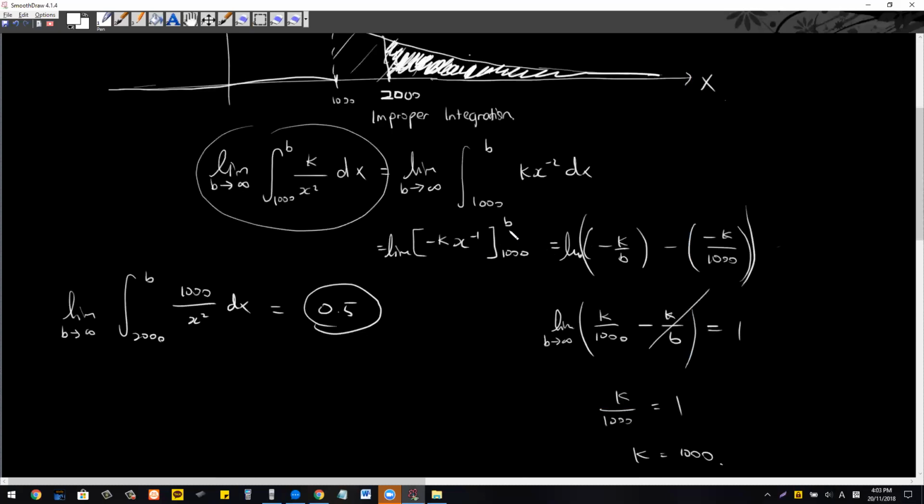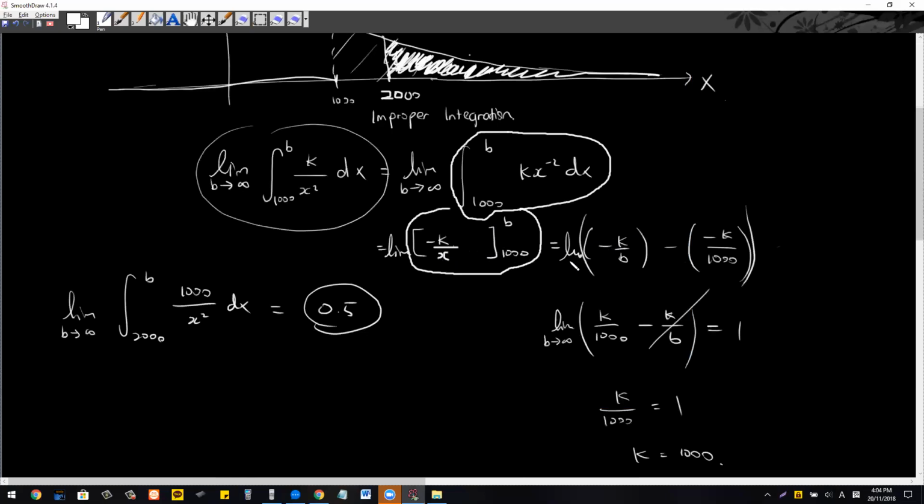Okay, so what I did here was there's a limit here, and then once you integrate this bit here, you get this one here. And then you plug in b here and 1,000 here. Because x to the power of -1 is the same as 1 over x, so this is over x here. You plug in b here, plug in 1,000 here. Then you get this.